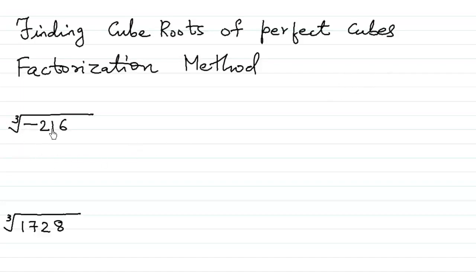What is the cube root of negative 216? You might be knowing that the cube root of 216 is 6. We just saw this in the previous lecture. And since this is a negative number, the answer to this should be negative 6. It's always nice to know the answer beforehand, but even if you don't know the answer beforehand, we can use this factorization method and we can find the cube roots of the numbers.